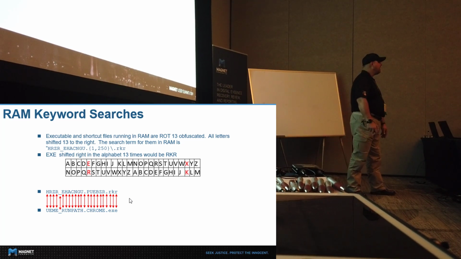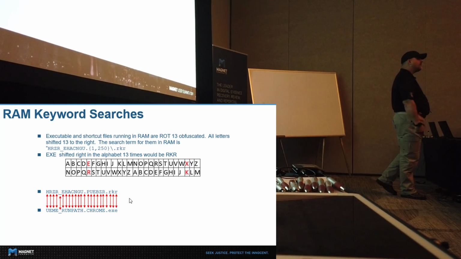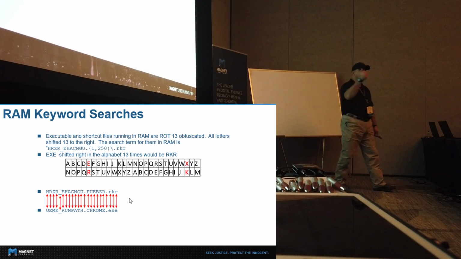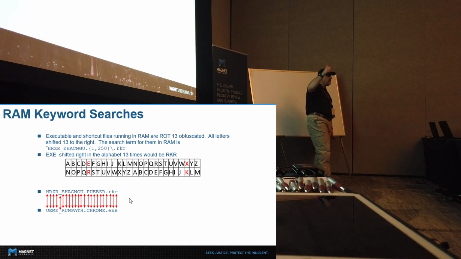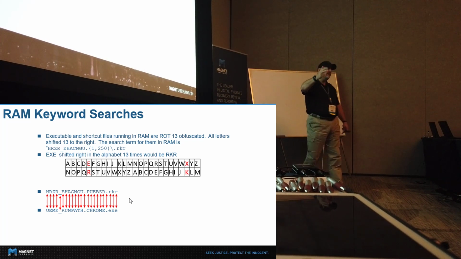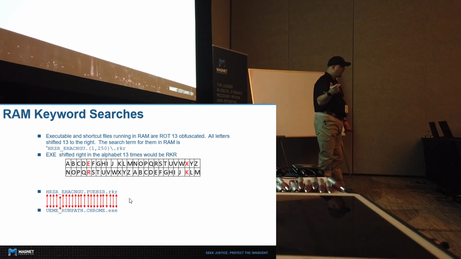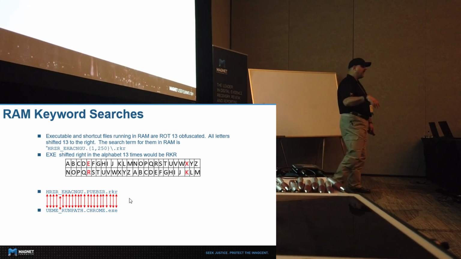I don't know, ask Microsoft, but it is. So if I want to search for a keyword in memory, I'll search for the ASCII version of the keyword, I'll search for it in Unicode, and I'll search for it in ROT13. Now, how do I search for something in ROT13? Anybody speak ROT13? No? Okay.